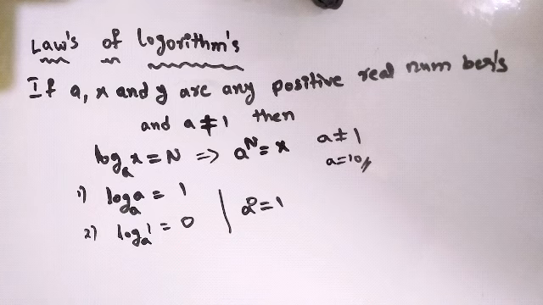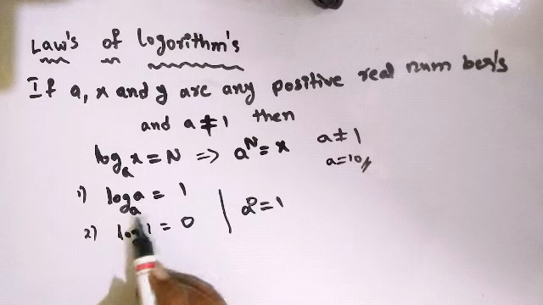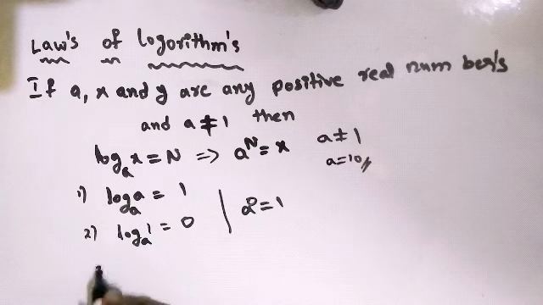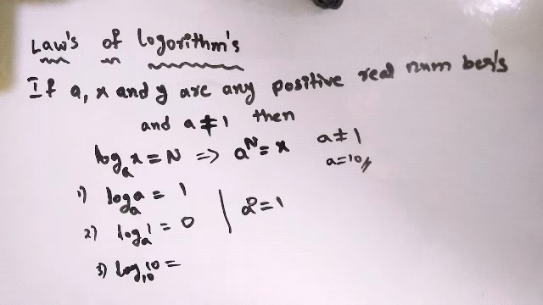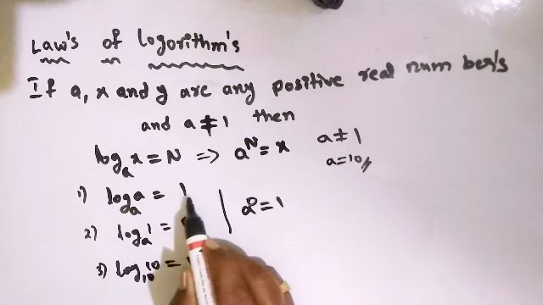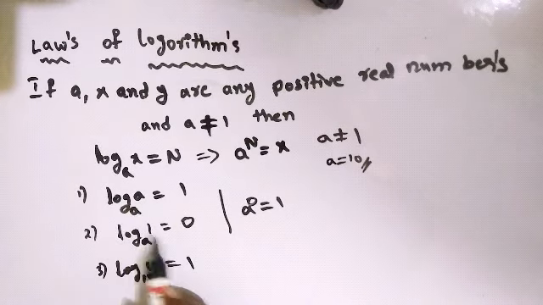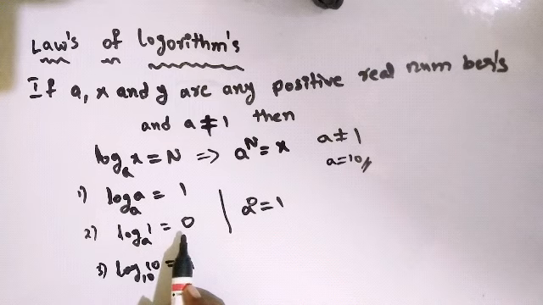Suppose in place of a we have log base 10 of 10, then what is the answer? The base and this are both the same, so the answer is 1. So here we have the formulas log base a a is equal to 1 and log base a 1 is equal to 0. Now we'll have some more formulas.